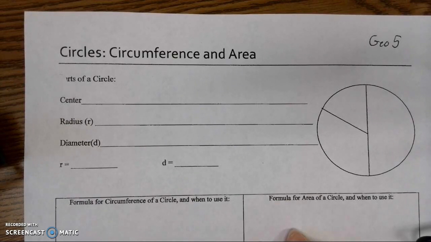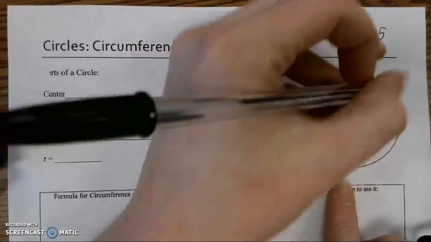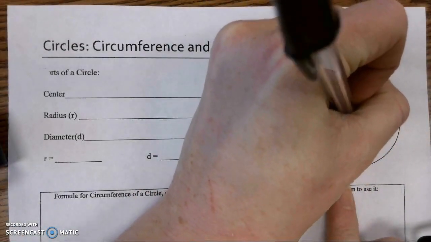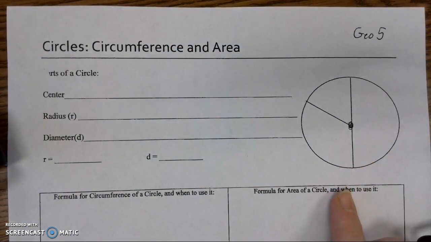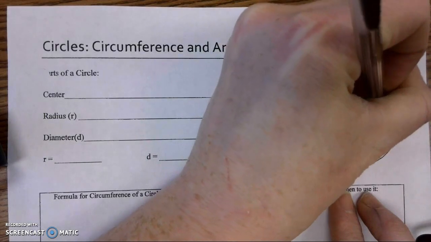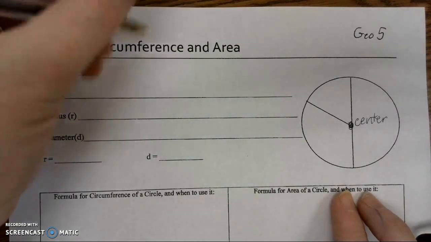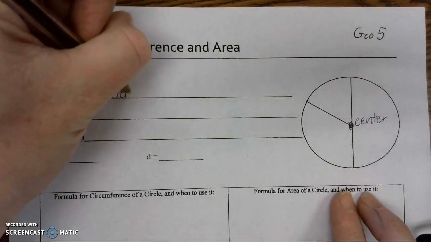So the first one that we need to look at is the center. On the circle to the right of your paper, I want you to put a point at the very center of your circle, and I want you to label that point center. So the center is just the middle of the circle.